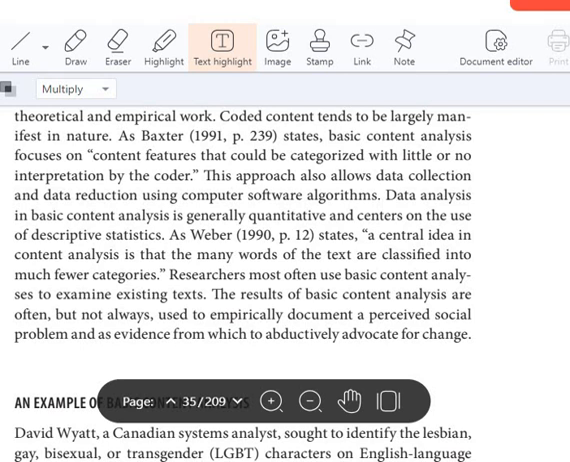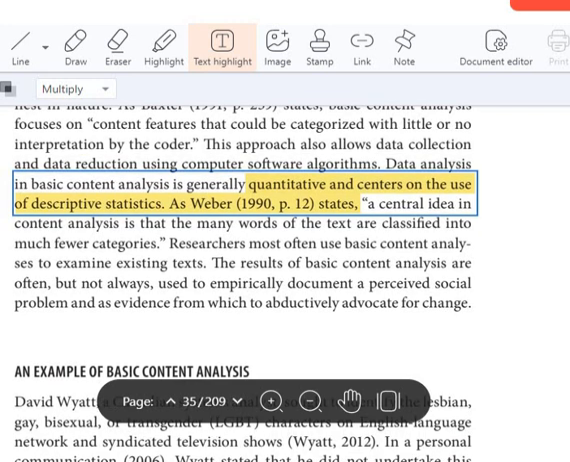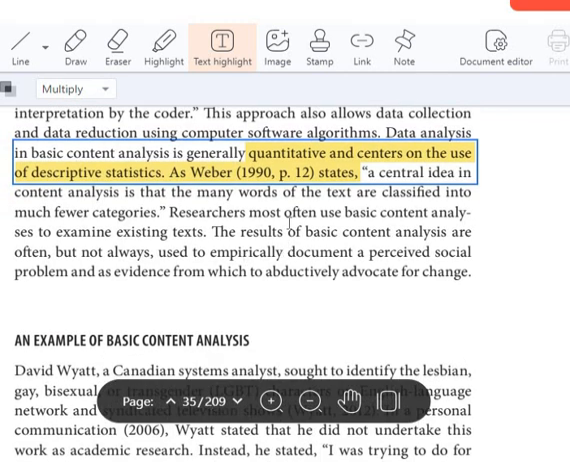Now what we should understand here, it is generally quantitative. Okay, we have previously said that it is quantitative, that it doesn't focus on the quality, it focuses on the quantity because you are word counting here, because you're counting, doing statistics, and statistics means counting. Okay, of course the statistics are considered descriptive. Okay, and researchers most often use basic content analysis or analyses to examine existing texts.